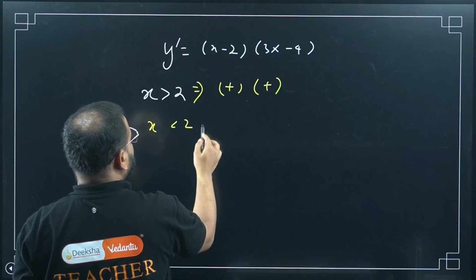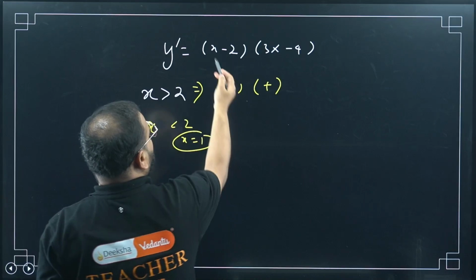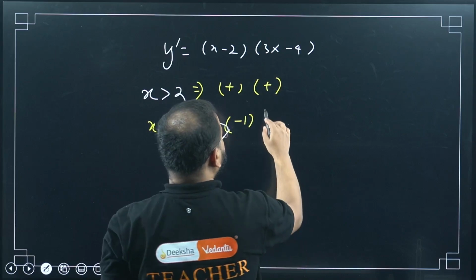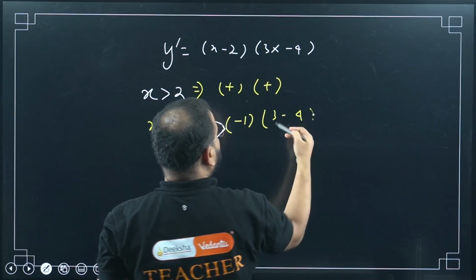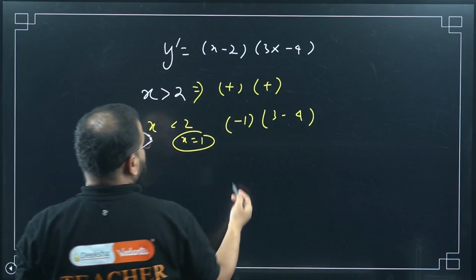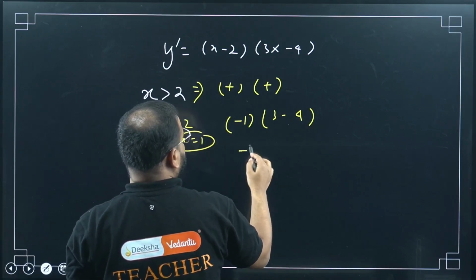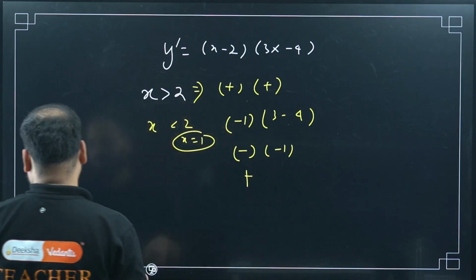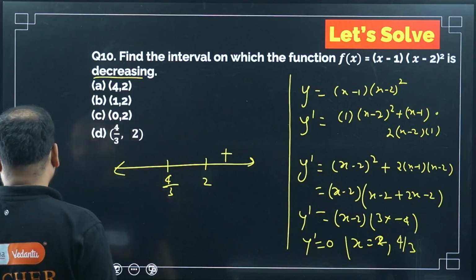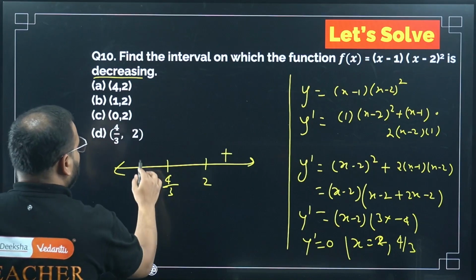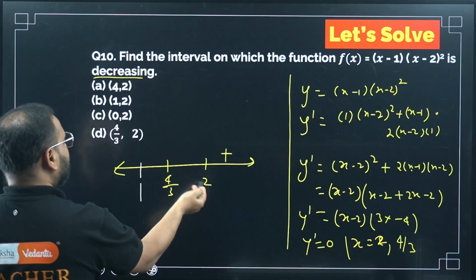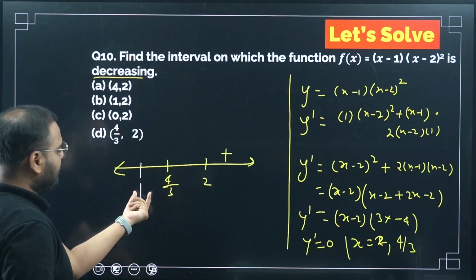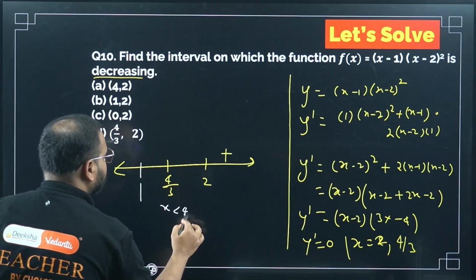Let's look at the next one. x less than 2. Let's take x as 1. For 1 this is negative, minus 1. For 1 I'll have 3 minus 4, which is again negative. If I put x as 1, it will be minus and minus, so plus. But again, I have taken 1 here, and 1 is on this side of 4 by 3, so I cannot take 1. If I'm taking less than 4 by 3, I'm considering x less than 4 by 3.